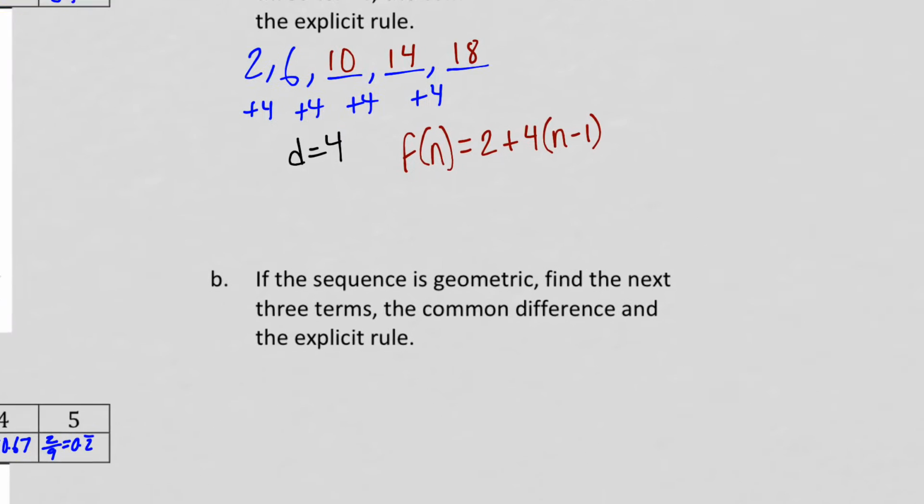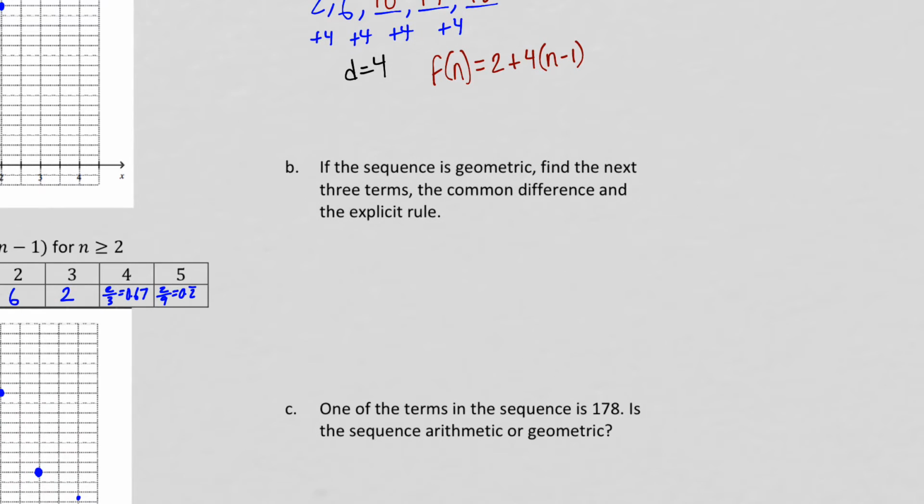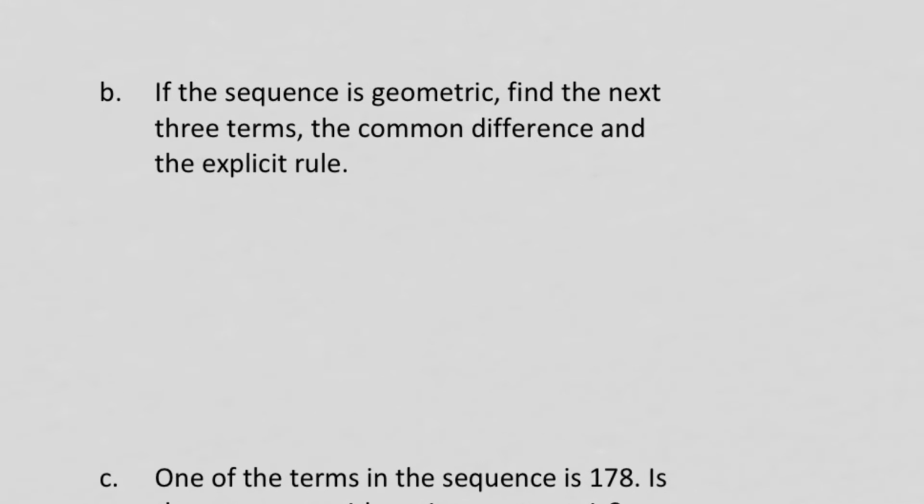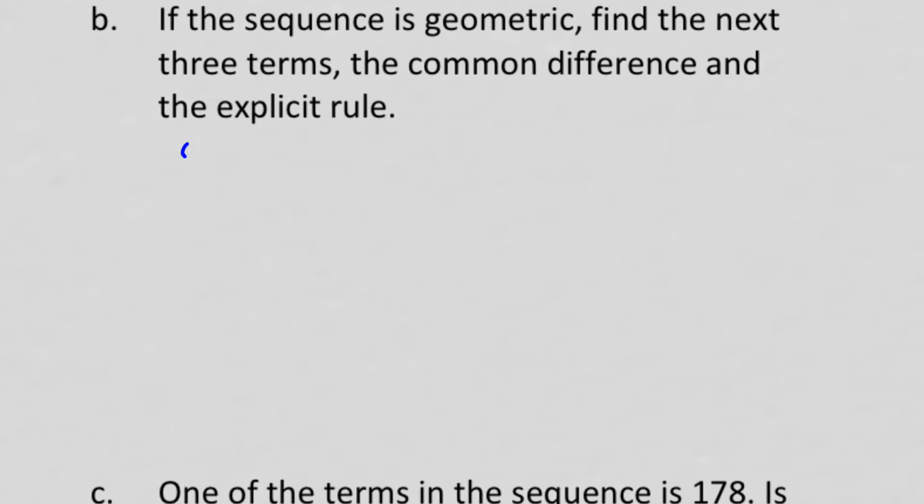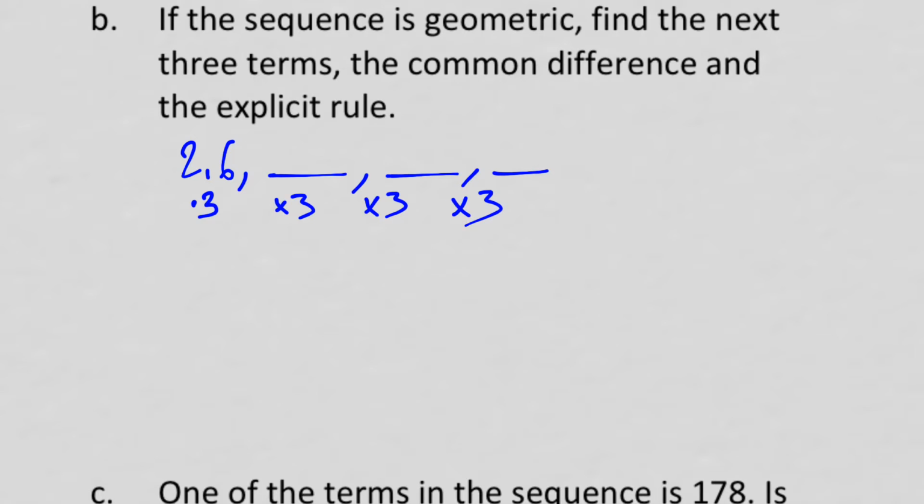Now, part B, it says, if the sequence is geometric, find the next three terms, the common difference, and the explicit rule. So with the same two starting terms, 2, then 6, then another term, another term, another term. But this time they want us to assume that it's geometric. So if it's geometric, to get from 2 to 6, you don't add, you multiply, right? What did you multiply by? It looks like 3. 2 times 3 is 6. Times 3, times 3, times 3. So that's how we're going to find the next term.